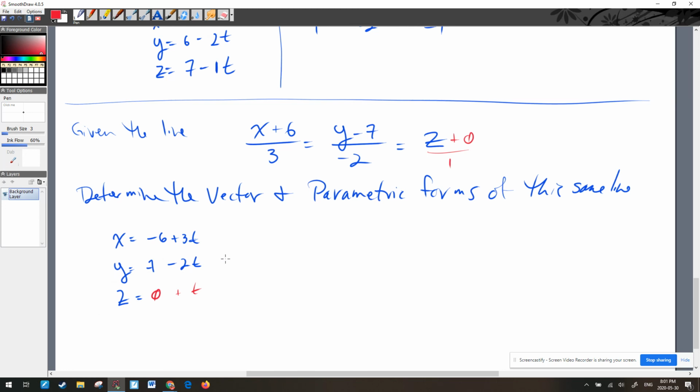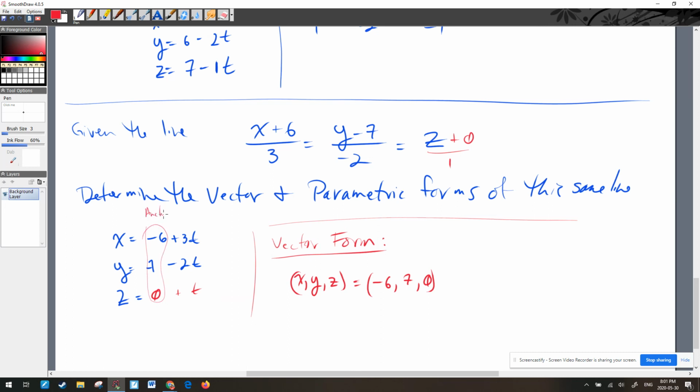And then let's get the vector form. So I'm going to isolate this. Vector form is going to be, well, it's pretty easy to spot. So it's going to be x, y, and z are equal to negative 6, 7, 0, because really this forms our anchor point, right? So negative 6, 7, 0 plus t times, and then our direction vector is going to be 3, negative 2, 1. And we should really say t is a member of the reals. Okay, so there it is.